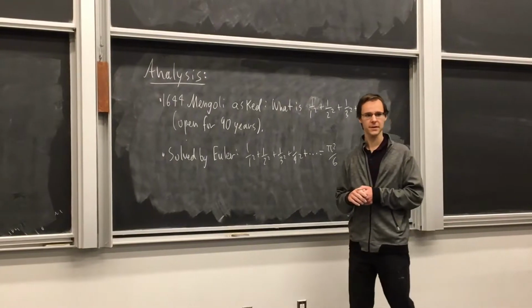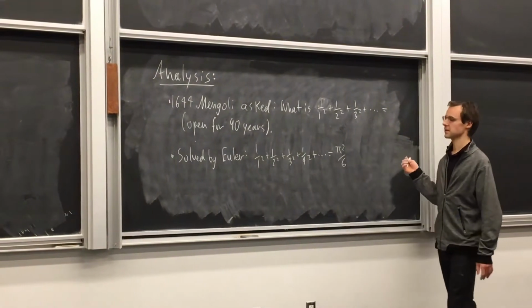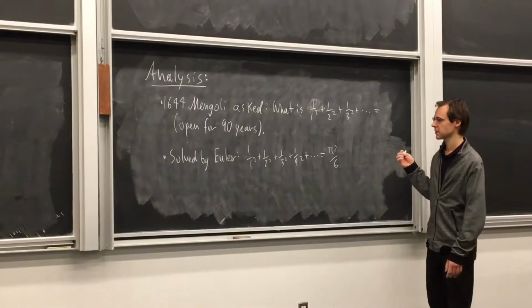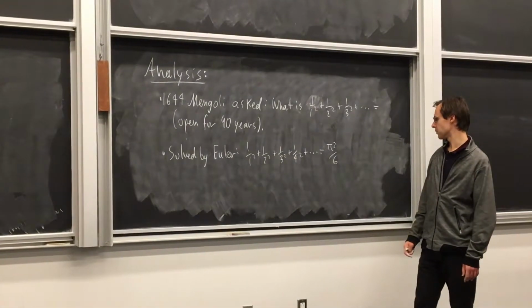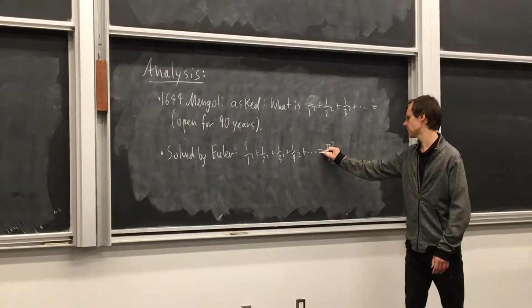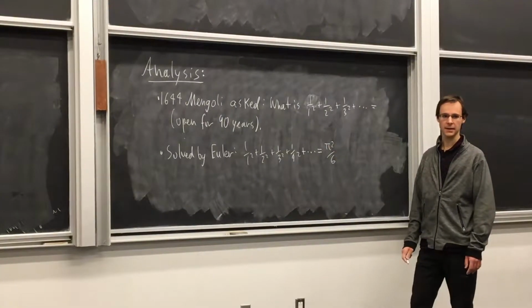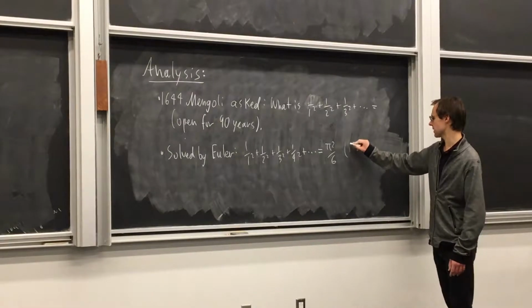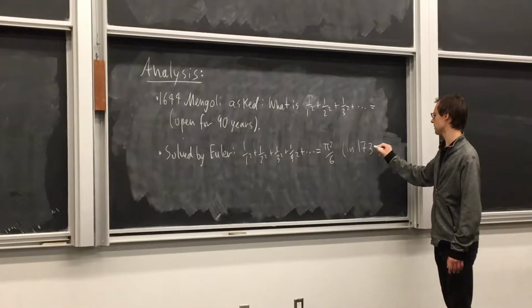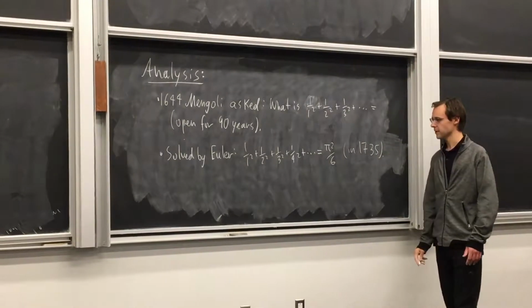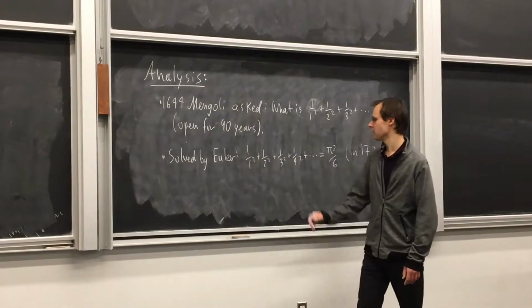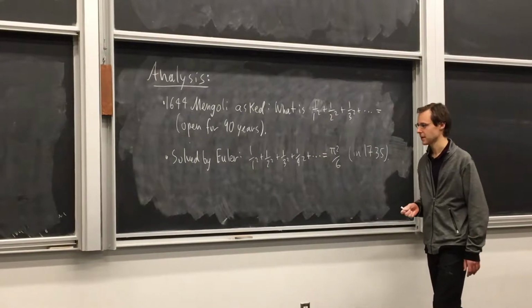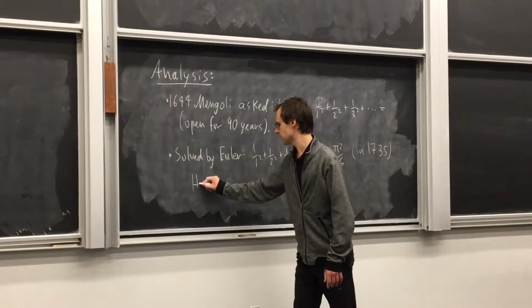So where were we? We were talking about this problem. What is the sum of the reciprocals of the perfect squares? And we saw that it was solved by Euler, who proved that this infinite sum is actually equal to pi squared over 6, 90 years later. So this was in 1735. Okay? Now, the method he used was actually kind of brilliant because it allowed him to solve many other problems at the same time. So his method generalized.